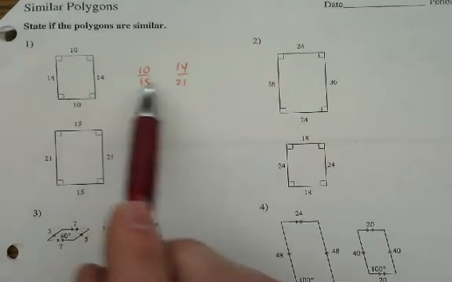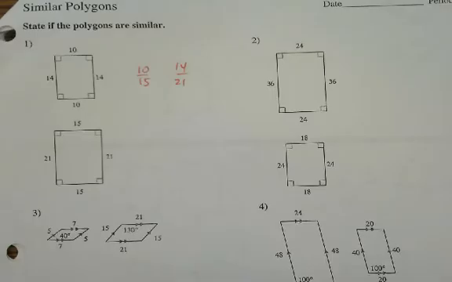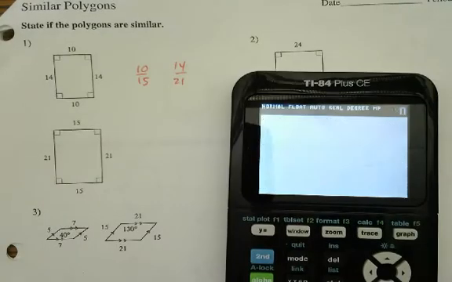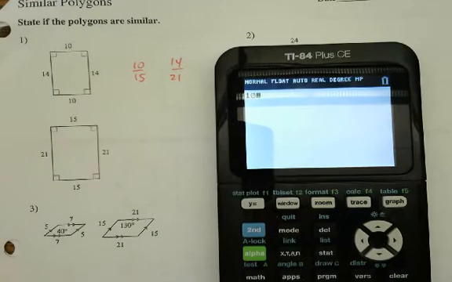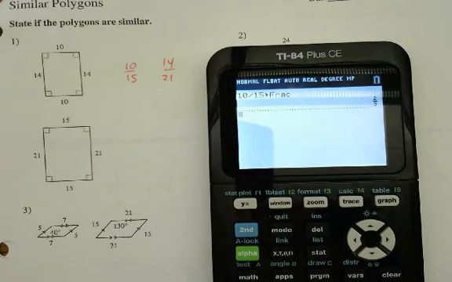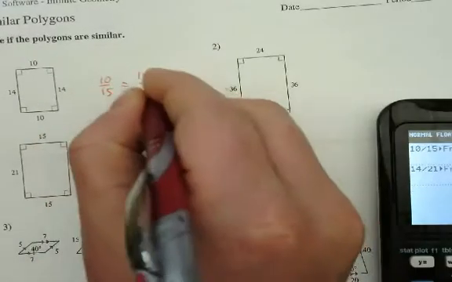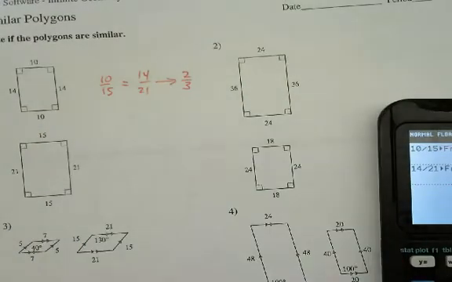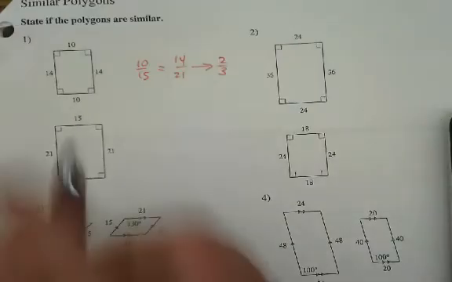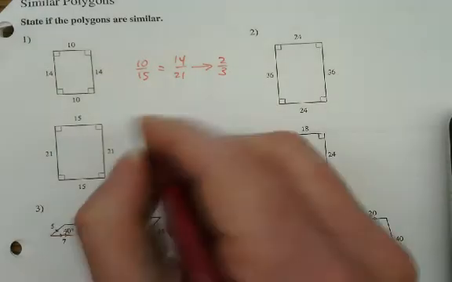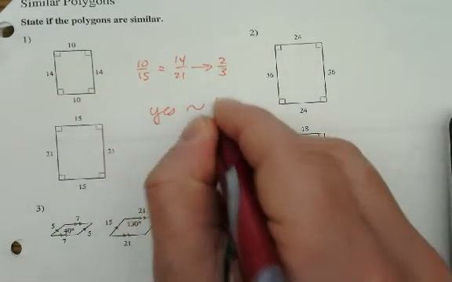Now, we want to know if these are proportional, meaning do they reduce to the same thing? 10/15 is 2/3. 14 over 21 is also 2/3. So these are equal, and they reduce to 2/3. So the sides are proportional. So these are similar.